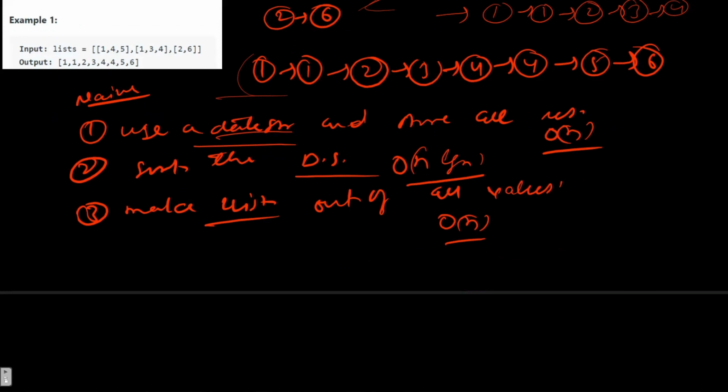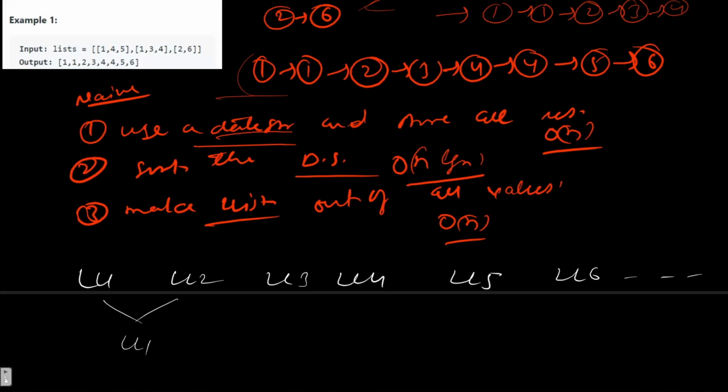in this case, we can have linked list 1, linked list 2, linked list 3, linked list 4, linked list 5, linked list 6, and so on. What we'll be doing is making a linked list out of linked list 1 and linked list 2. Let's say this is linked list 1. Then we will make a linked list out of linked list 1 and linked list 3. Again, let's say this is linked list 1. Again, we will make a linked list out of linked list 1 and linked list 4. Again, we will store it somewhere, let's say it is our result.